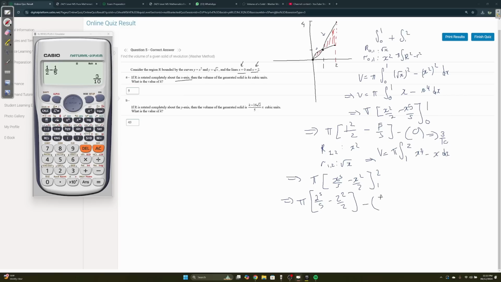Minus open bracket 1 over 5 minus 1 over 2. Okay, so you're going to get 32 over 5, because 2 to the power 5 is 32, minus 4 over 2, because 2 to the power 2 is 4, minus 1 over 5 minus 1 over 2. Okay, you're going to get 47 over 10, and we're going to add our old volume, so plus 3 over 10. So in total you get 5.